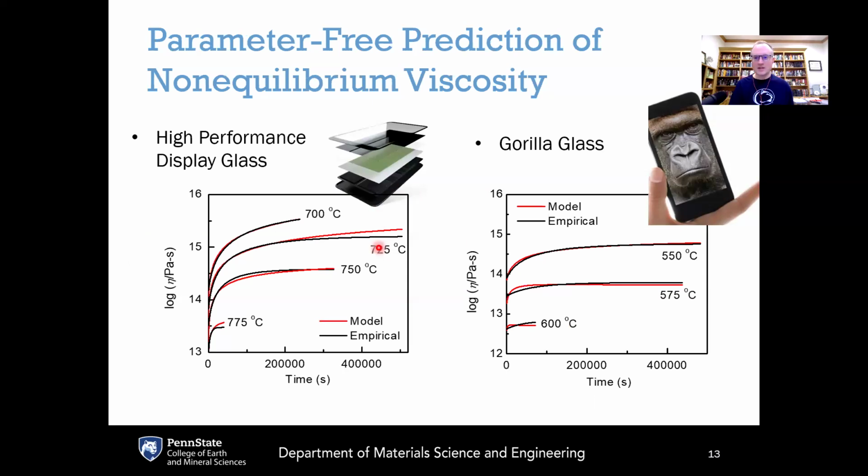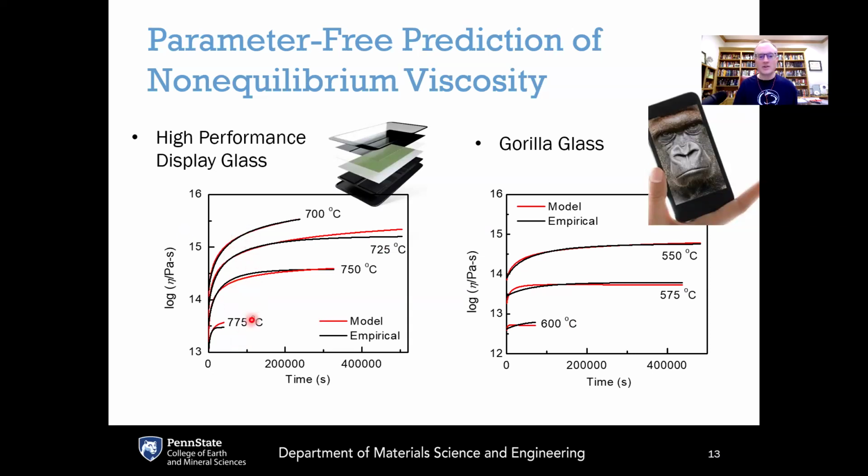Now, one of the nice things about this MAP equation is that the parameters of the non-equilibrium viscosity all connect back to the parameters of the equilibrium liquid viscosity, the Tg, the fragility index. And this enables a parameter-free prediction of non-equilibrium viscosity. So if you know the glass transition temperature and you know the fragility, that's really all you need in order to predict what the non-equilibrium viscosity would be like. This is an example of parameter-free predictions of non-equilibrium viscosity.